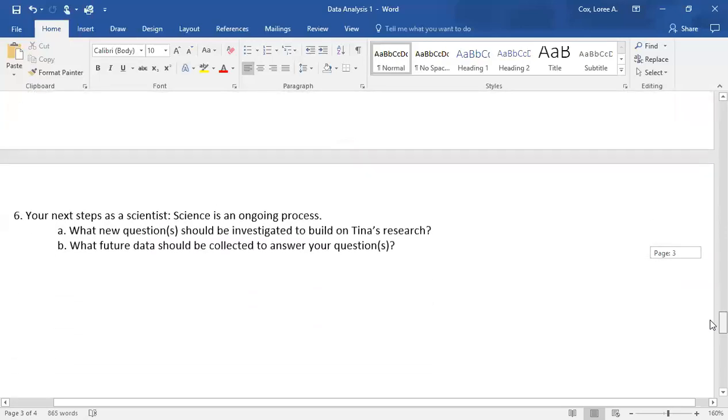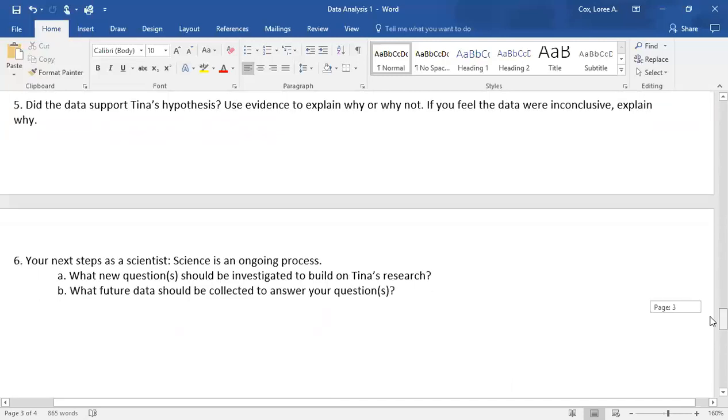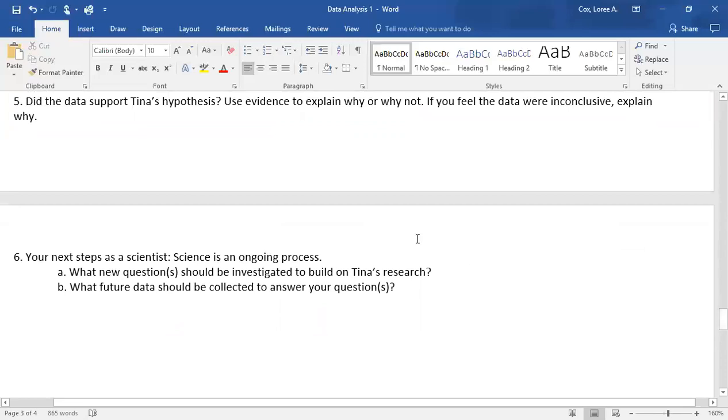Okay. All right, and then last but not least, did the data support her hypothesis? Go back and look at the data. Was it supported or not? Okay, and then give us a nice explanation. What new question can be tested? This is up to you. Come up with a new question you want to test. And then what future data should be collected? How are you going to measure it?